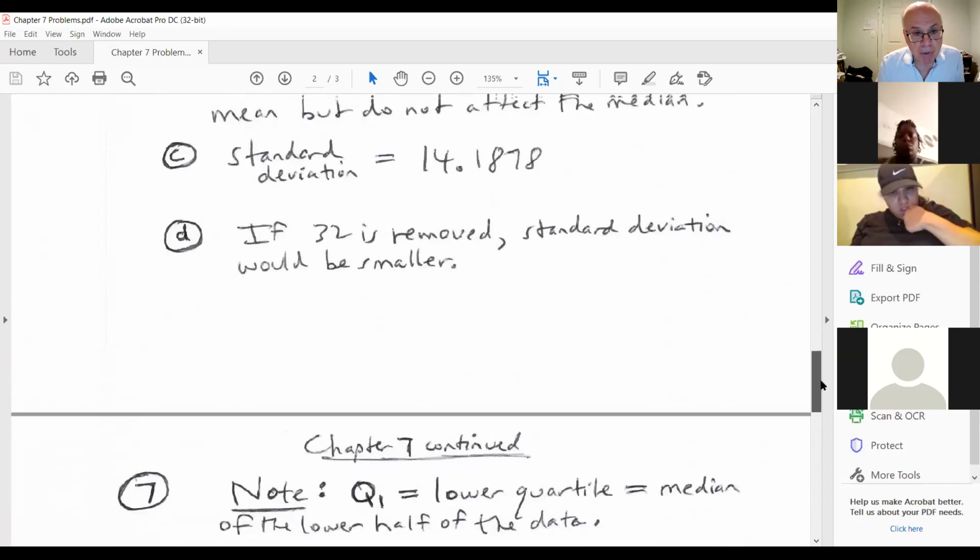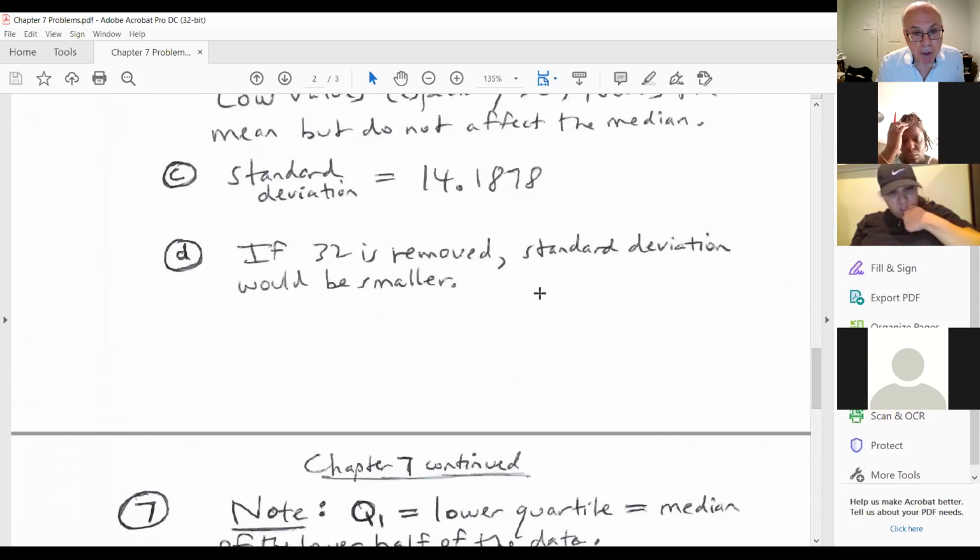And then I think I mentioned last time that if the 32 is removed, the standard deviation would be smaller. Now, the standard deviation is also affected by outliers. Why? Because the 32 in this case, you would subtract the mean from that, and since the 32 is far away from the mean, when you subtract the mean from it and square it, it's a large number. So if you remove the 32 from the data set, which is what it's asking, the standard deviation would become smaller because that large number is being removed.